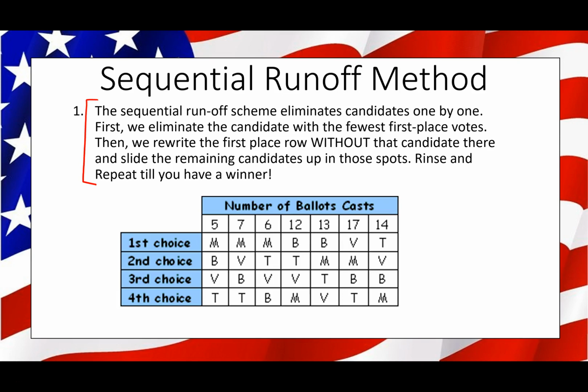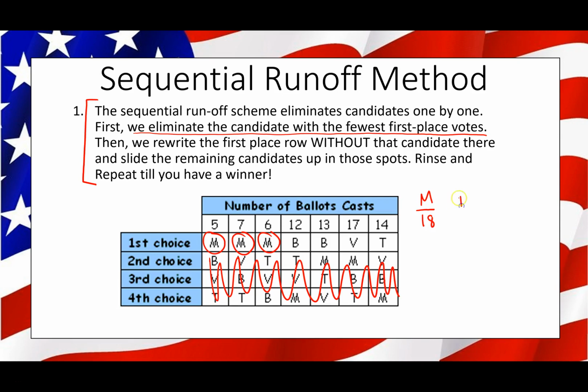That might not make tons of sense right now, but let's just go ahead and start this, and then I think that will make more sense. So the first thing that we do is we eliminate the candidate with the fewest first place votes. So let's count the first place votes. In this case, we don't even care about this, right? So how many first place votes does M have? Well, 5 plus 7 plus 6 is 18 first place votes.